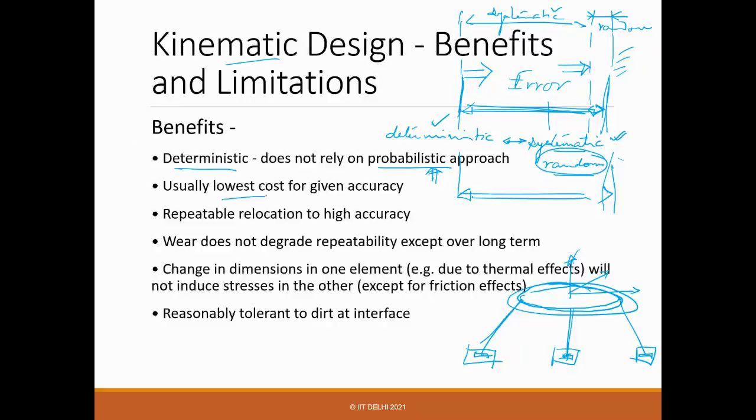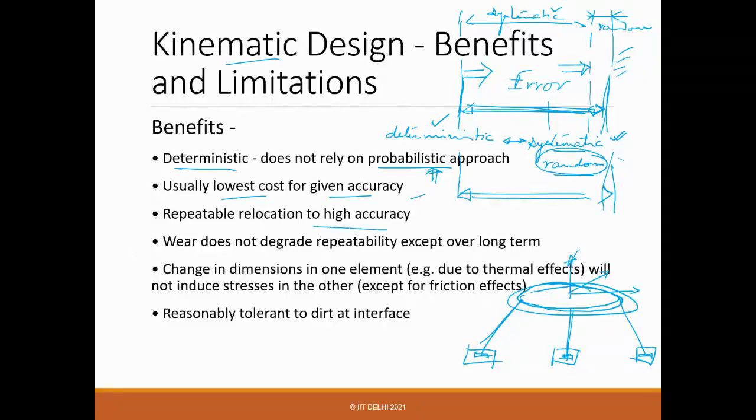Lower cost for a given accuracy. This is very contradictory. Many times you think higher accuracy means you have to put in a lot of money. But if it's designed well, you may not need very accurate or precise components. And that's what we try to advocate in the beginning itself, that precision can be achieved using less precise components if we use exact constraint design.